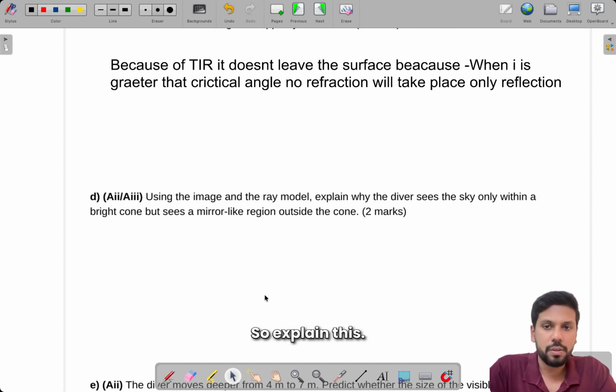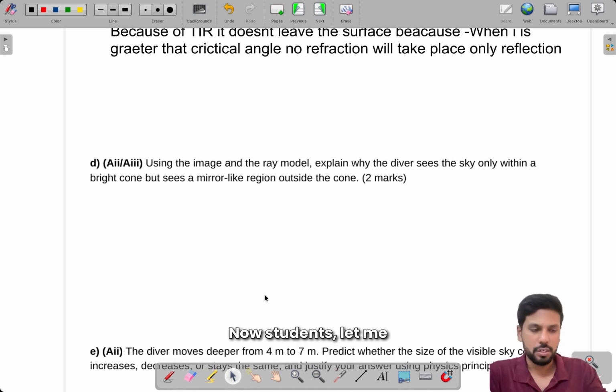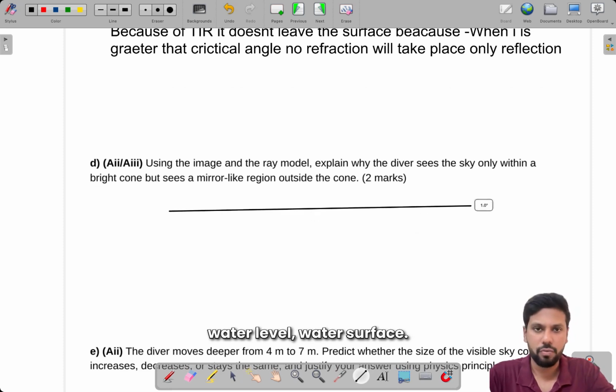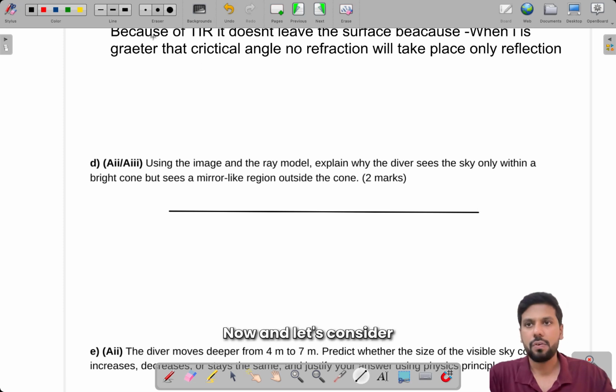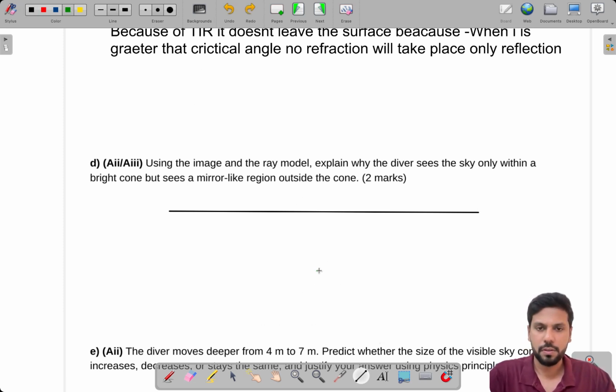Using the ray diagram model, okay, there is no image here, so explain, this basically table, not the image, the ray diagram model. Explain why the diver sees the sky only within a bright cone, with a mirror-like region outside the cone. Now students, let me tell you one thing why. Let's say that you have this water level, the water surface, okay? And let's consider that we have the diver here who's looking on top, okay?